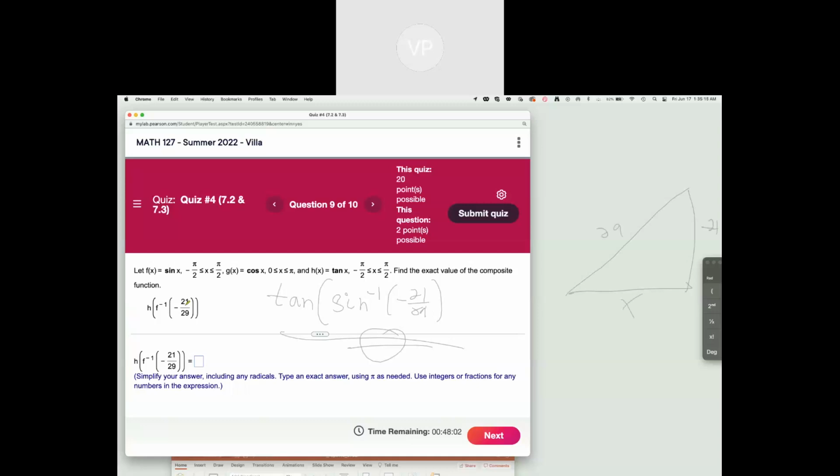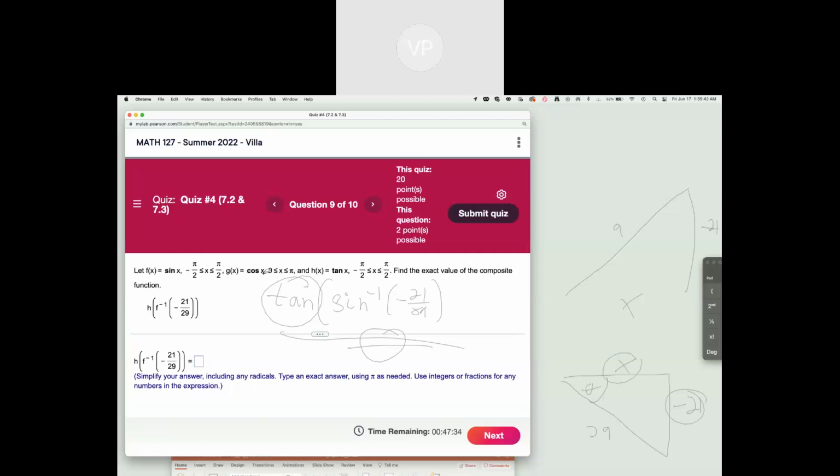Sine of theta is negative 21 over 29. Use the Pythagorean theorem to get this. And actually, that should have been down here. Negative 21 over 29. There's your theta. Go get the x of the Pythagorean theorem. And then last, go get the tangent of that. So you're going to put this over whatever you find, and that's your answer.